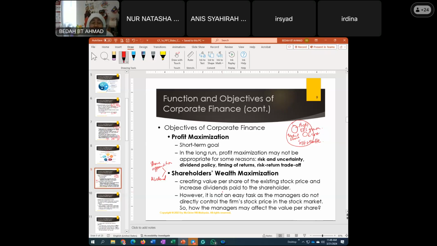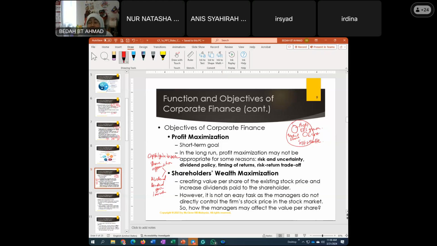For share appreciation, we call this type of investor capital gain investors. Okay, for the dividend, shareholders are expecting dividends. We call them dividend gain investors. That's why you are learning dividend policy. Okay, capital gain investors are looking at the share appreciation.